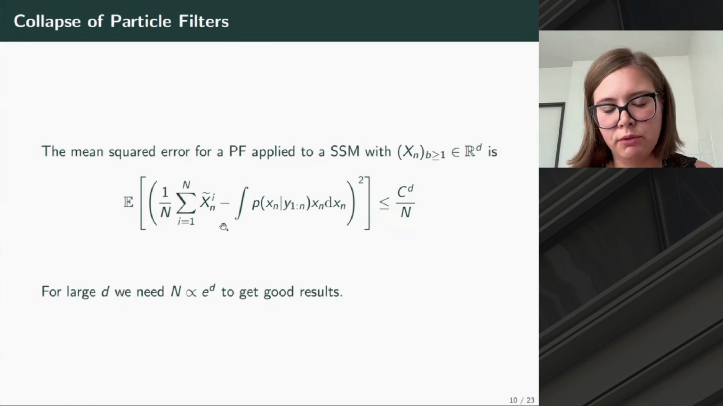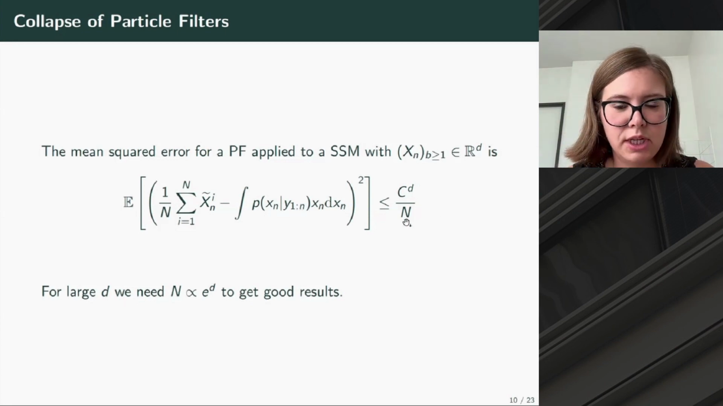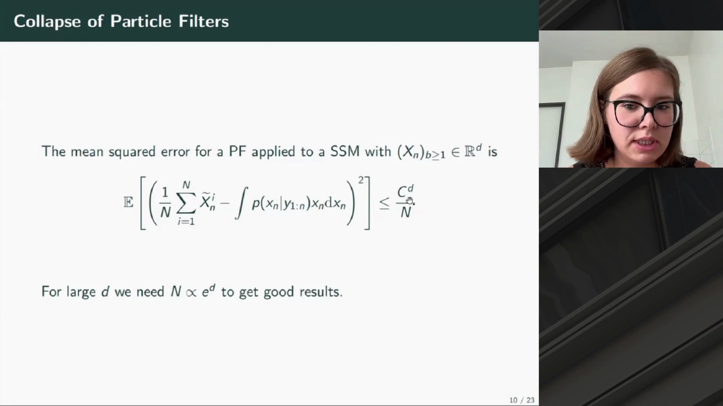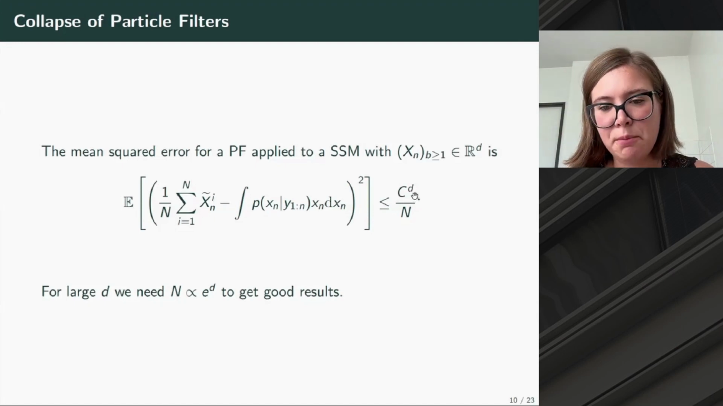And so what I'm computing over here is just the mean squared error, which will decay with the number of particles. That's good news, but the constant that we have over here is exponential in the dimension. That pretty much means that you need a number of particles that grows exponentially with the dimension to guarantee good results. And this is just not feasible in practice. It's too expensive, and we cannot even store these particles.